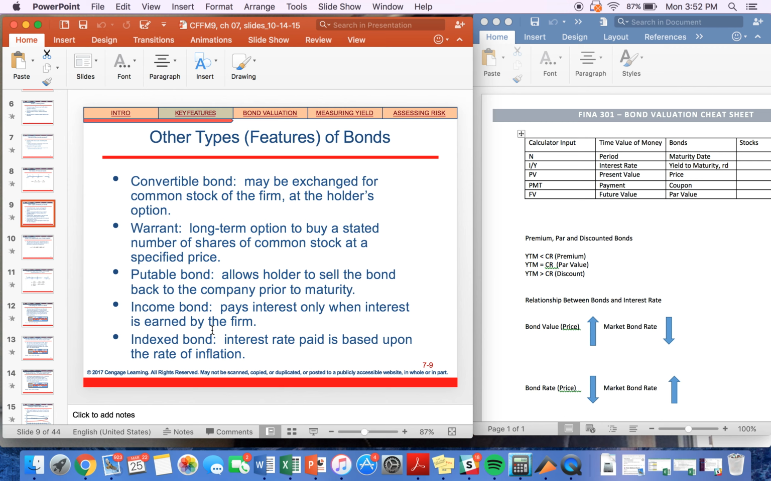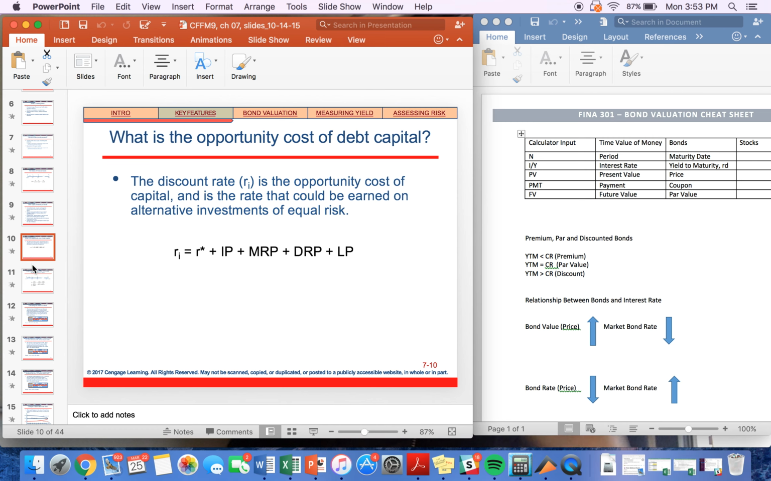And then there's an income bond, where interest is paid only when interest is earned by the firm. So you only get paid interest on that bond if the company is making money, essentially. And then an index bond helps you mitigate the risk of inflation. So remember, bonds are long-term debt instruments, and inflation is very, very likely during that time. And so an index bond helps protect you from inflation so that you don't lose money to the inflation index.